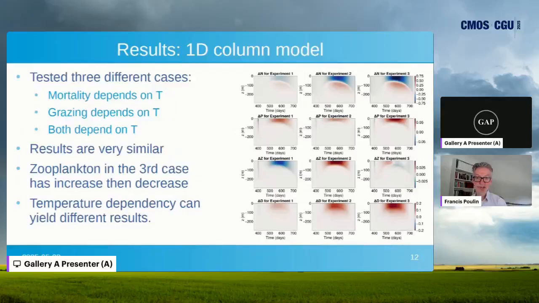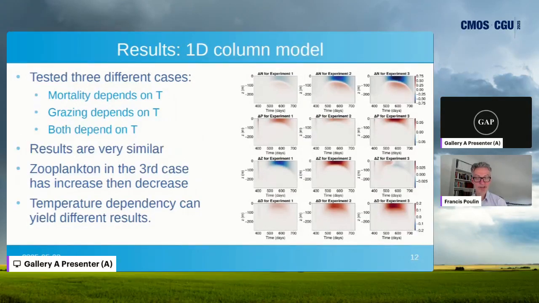And as you can see from the second row, which shows the difference between these cases and the base case for the phytoplankton, the mortality dependent on temperature does cause the phytoplankton to increase, more so than in the base case, which is the same in all 3.